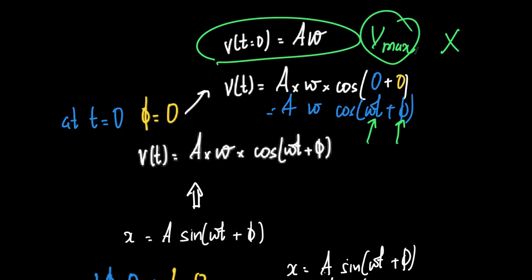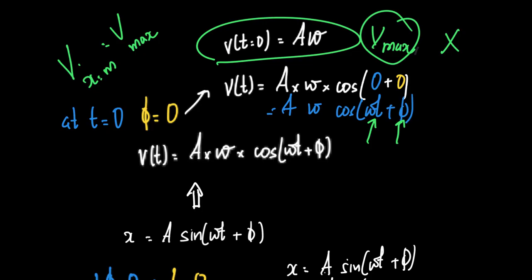Yes, velocity at the mean position is equal to the maximum velocity, no doubt about it, but the initial velocity at t is equal to 0 need not be the maximum velocity. Hope that makes sense. It's a very important observation. Please make a note of this.